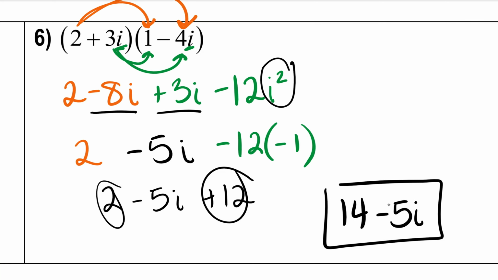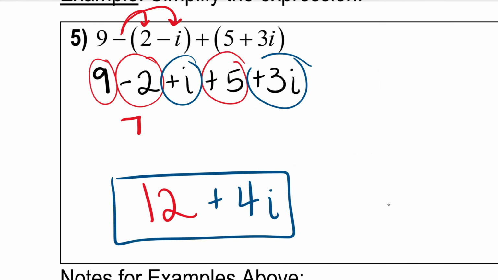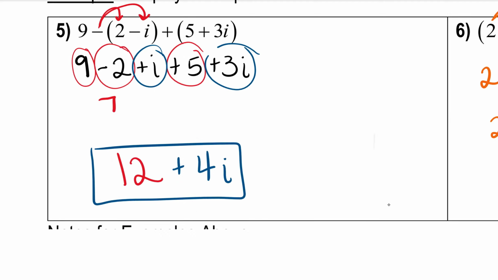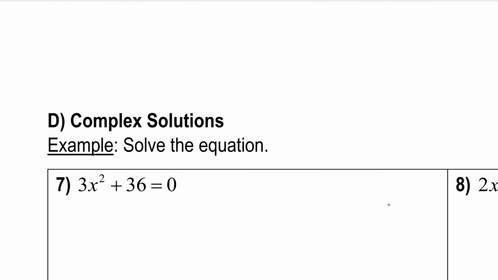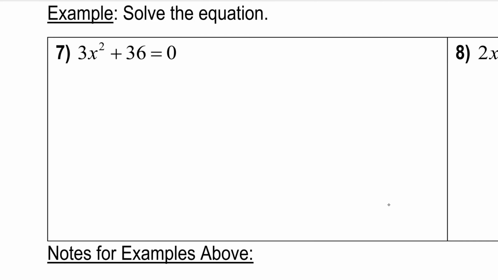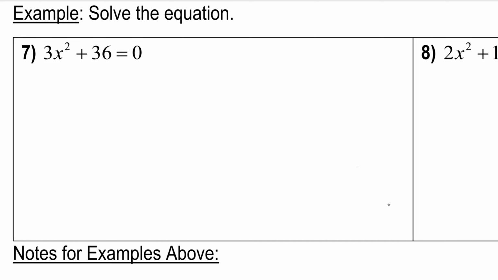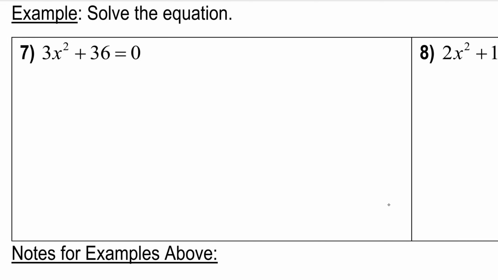And that's it for that one. Now we have 2 more complex solutions. So we've got to solve the equation. These are very similar to yesterday. I want to solve for x squared, do the square root, and have the plus minus answer. The only difference is I'm going to have negative square roots. So I'm combining the first part of today with part of yesterday.